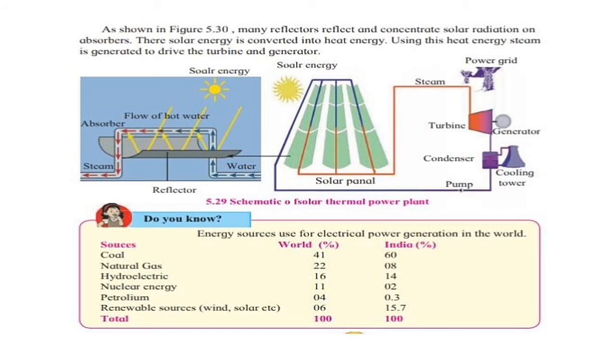Solar thermal power plants. We have seen that energy from coal and natural fuel can be used to generate electricity. Thermal energy can also be generated from solar radiation and can be used for electricity production.